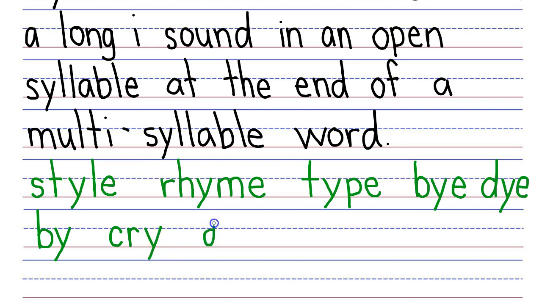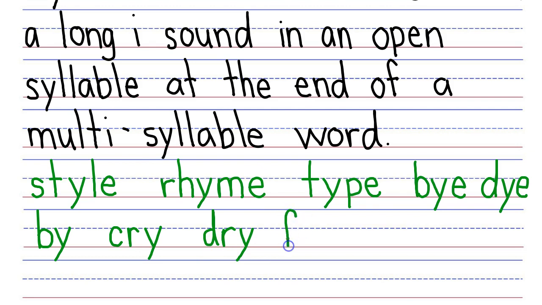Next word, dry. We have a D that says d, an R that says r, and a Y that says I. It's a one-syllable word, dry. It ends with a vowel letter, so it's an open syllable word. And that vowel letter makes a long sound, the long I sound, I. D, r, I, dry.